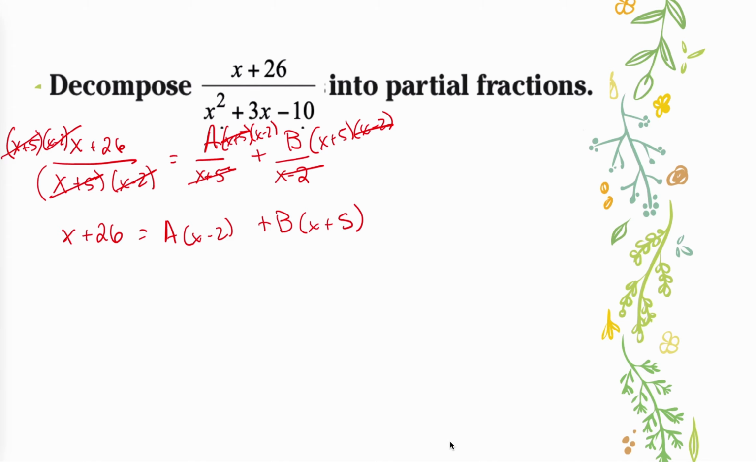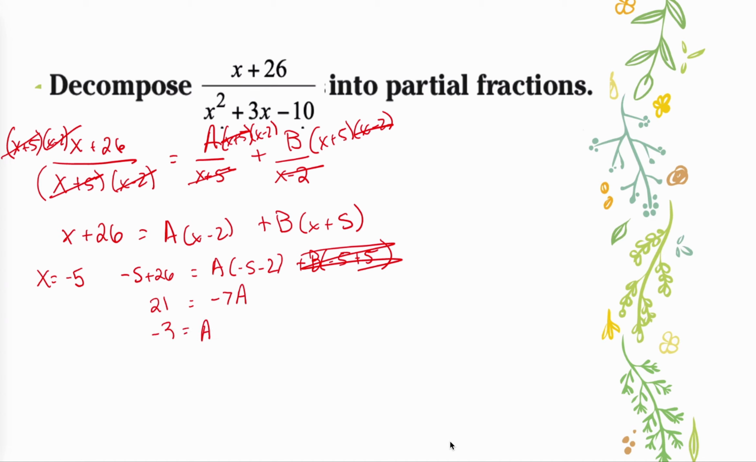And now we go ahead and pick some numbers for x. If we want to eliminate b, we're going to get x = -5. Then -5 + 26 = a(-5 - 2) + b(-5 + 5). That's going to be 0 and go away. -5 + 26 is 21 = -7a, which means that a = -3.